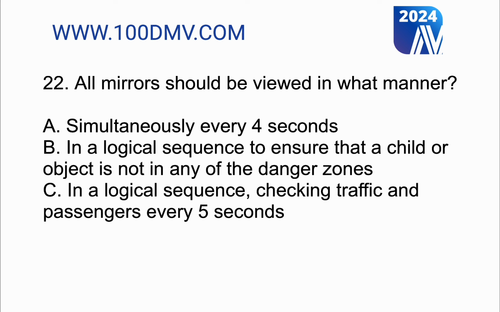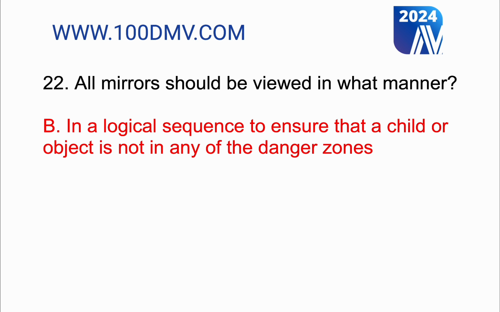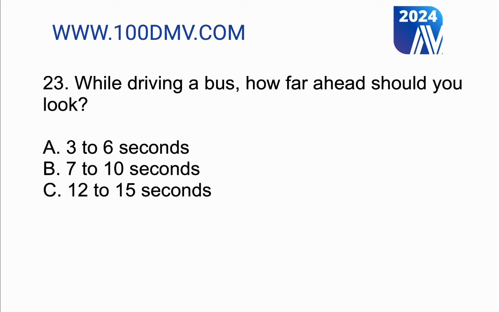22. All mirrors should be viewed in what manner? A. Simultaneously every 4 seconds. B. In a logical sequence to ensure that a child or object is not in any of the danger zones. C. In a logical sequence, checking traffic and passengers every 5 seconds. Correct answer. B. In a logical sequence to ensure that a child or object is not in any of the danger zones.